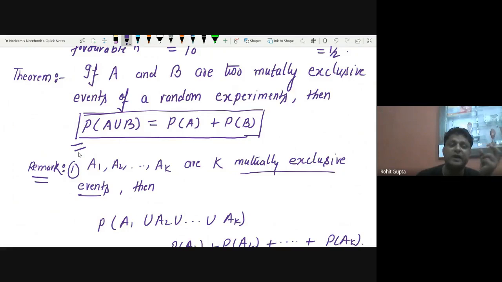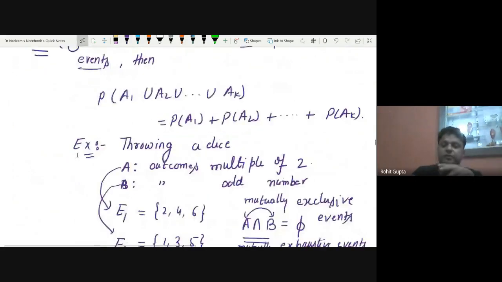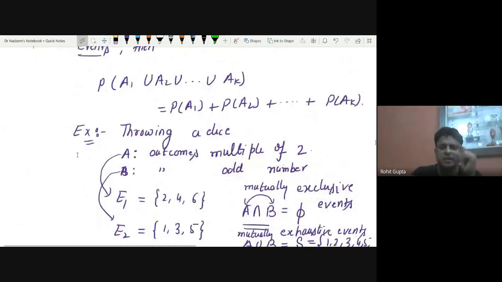If we have k mutually exclusive events, then the probability of A1 union A2 union up to AK is nothing but the probability of A1 plus probability of A2 up to probability of AK. Okay. Now, here we are going to discuss another example.